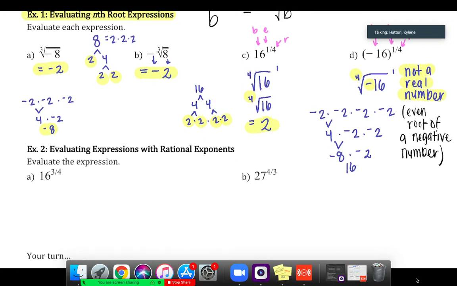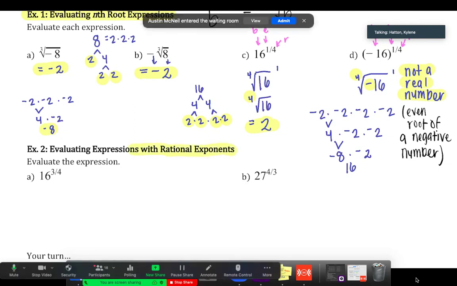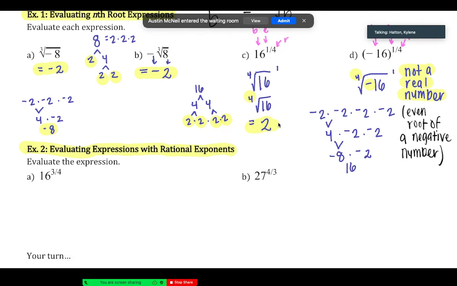Okay, and then we have 2 more examples to go through all together and some for you to practice on your own, and then we'll be done for the day. Okay, so for A, I'll give you a chance to write it down, but it's 16 to the 3/4 power.